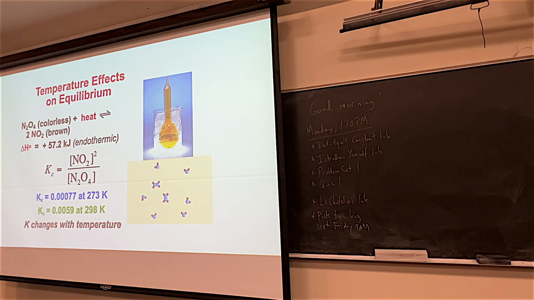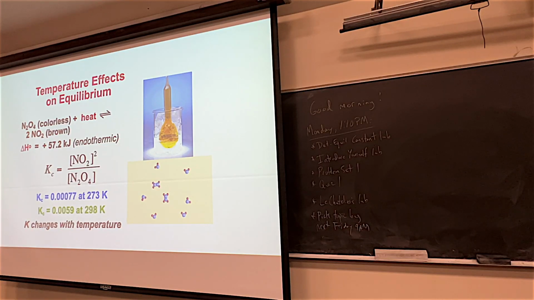Now, here's my wonderful brown, deadly, paramagnetic NO2 again in equilibrium with N2O4. This reaction is endothermic. It takes heat to make this reaction happen. So in the last example, it was exothermic. Heat was a product. Here, heat is a reactant.